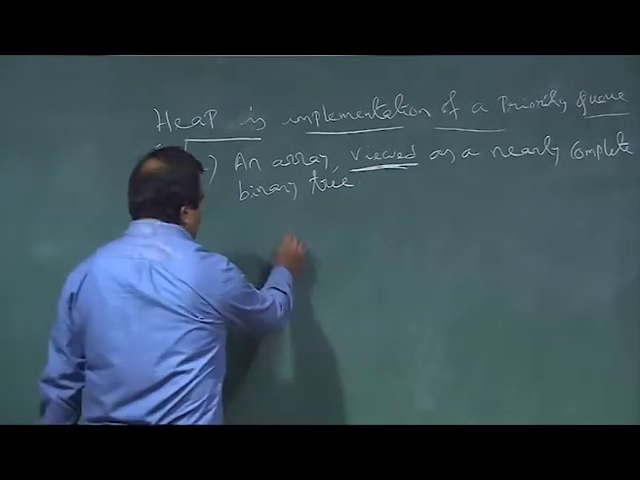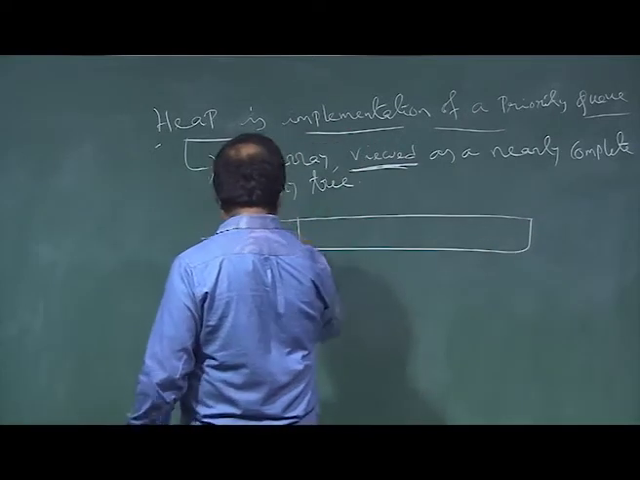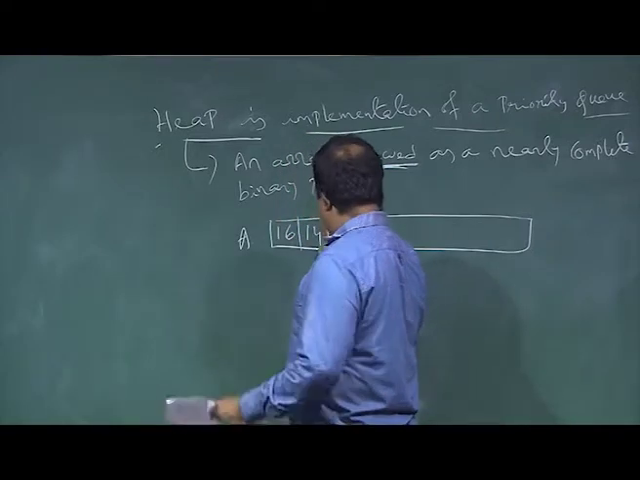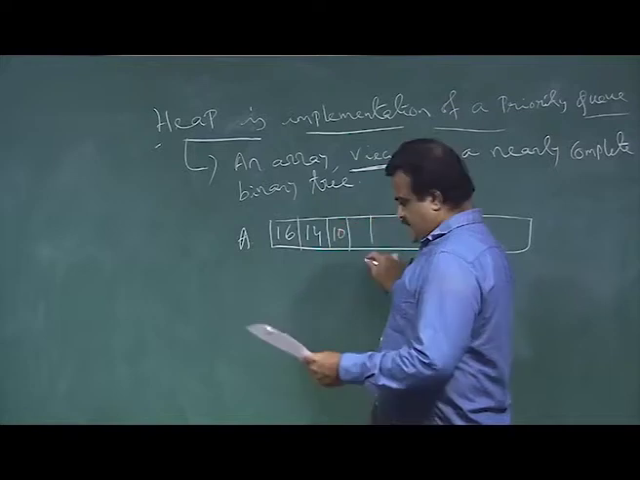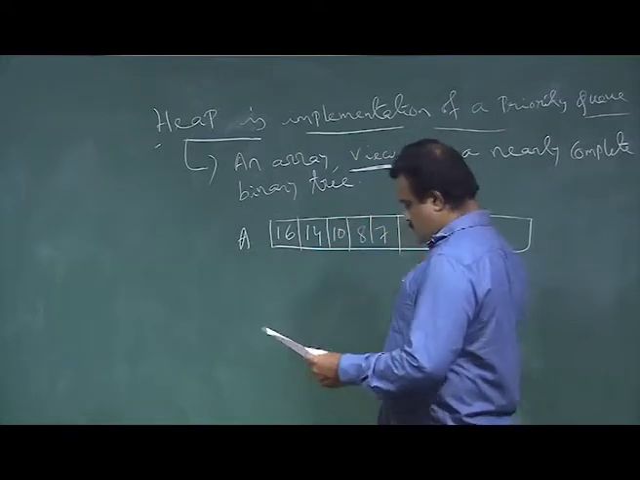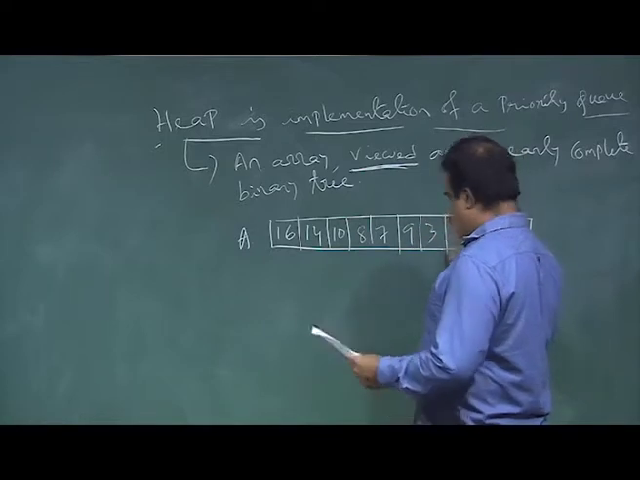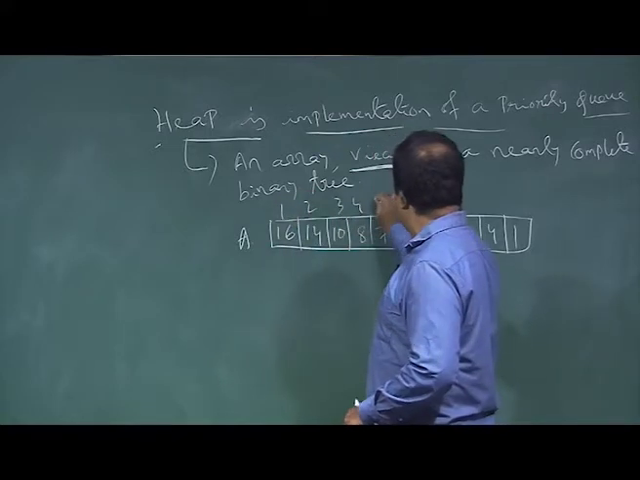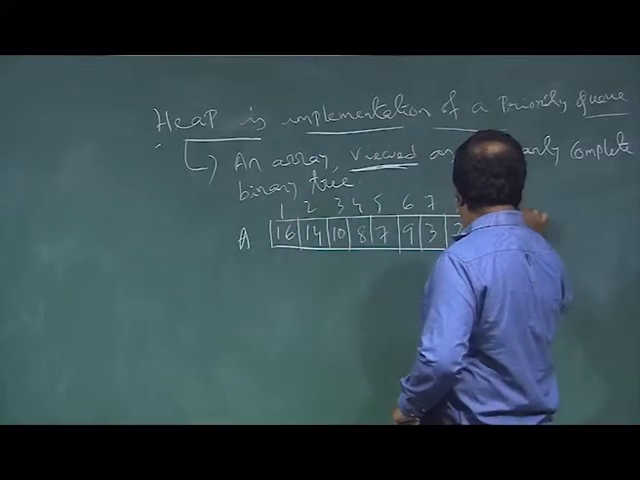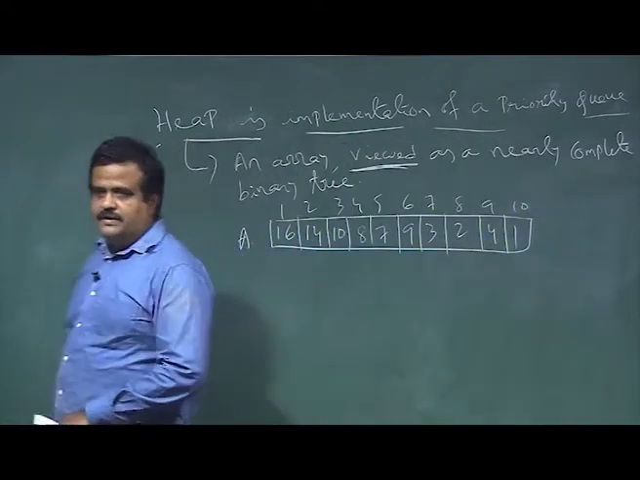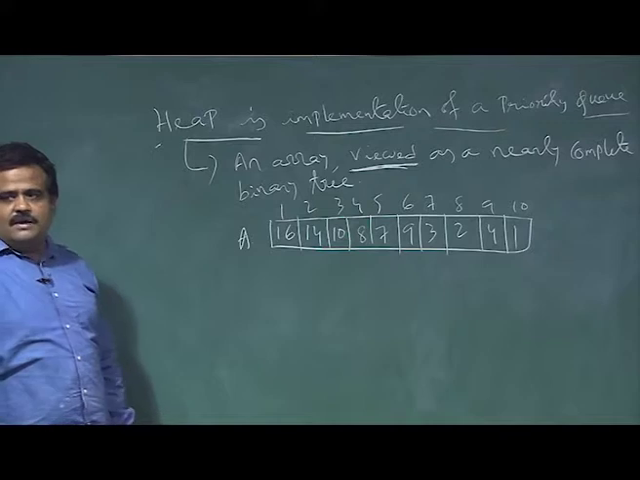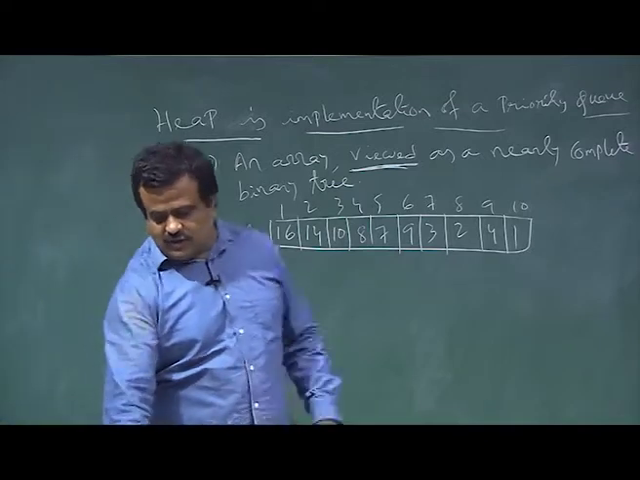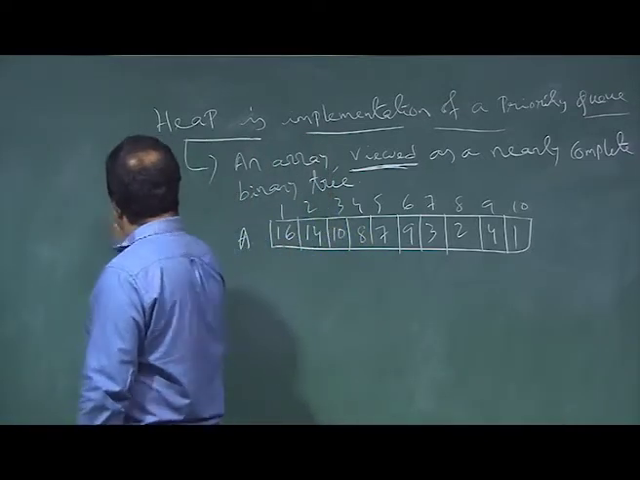Suppose we are given an array. These are the key values: 16, 10, 8, 7, 9, 3, 2, 4, 1. How many elements? 1, 2, 3, 4, 5, 6, 7, 8, 9, 10. So, we have an array of 10 elements. Now, we want to visualize this array as a tree. How can we do that? One way to do this is we start with this as a root.